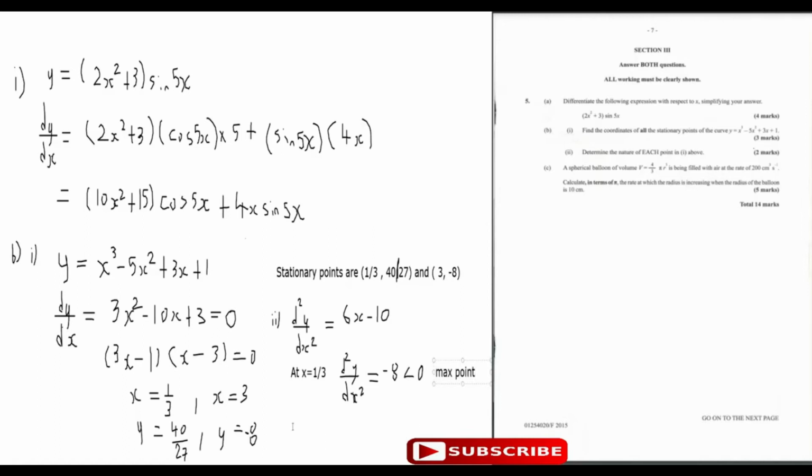Then we're going to plug in now when x is 3. When x is 3, d2y by dx squared is going to be equal to 6 times 3, which is 18. 18 minus 10 is 8. And 8 is greater than 0. And so this is a minimum point. Nice and easy. That's a minimum point.